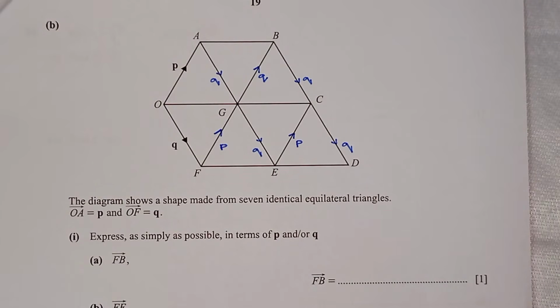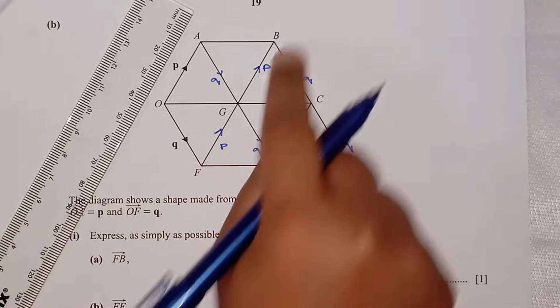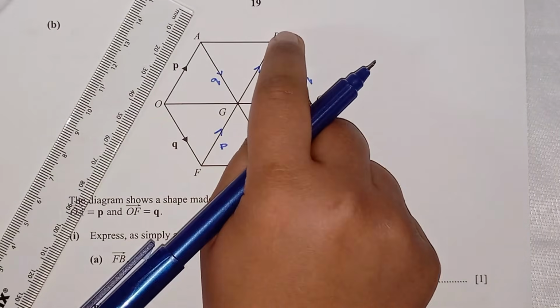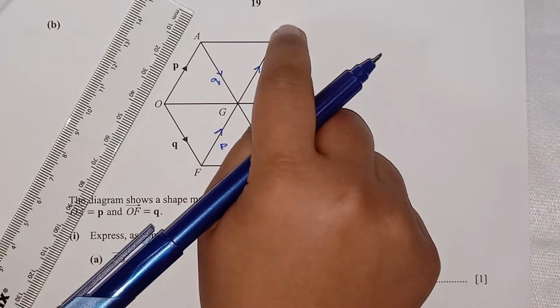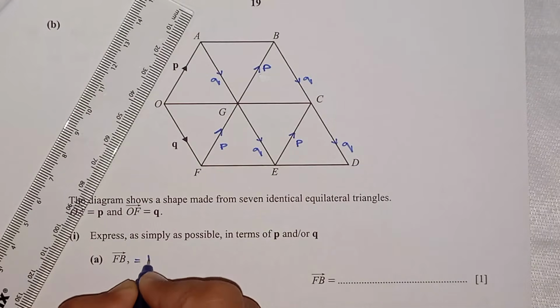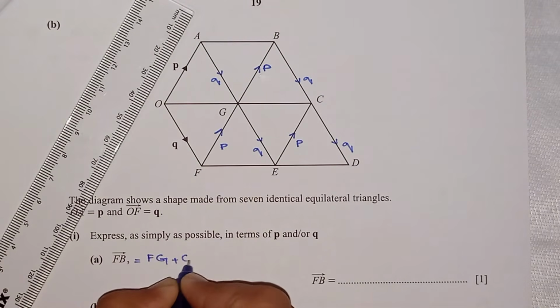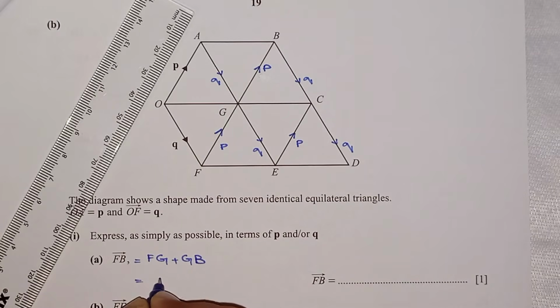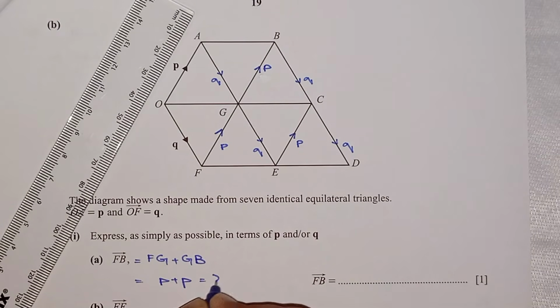Now in the first part, express as simply as possible in terms of P and or Q. First, FB. FB is F to G and G to B. FG is P and GB is P. So FB is FG plus GB, which equals P plus P, which equals 2P.